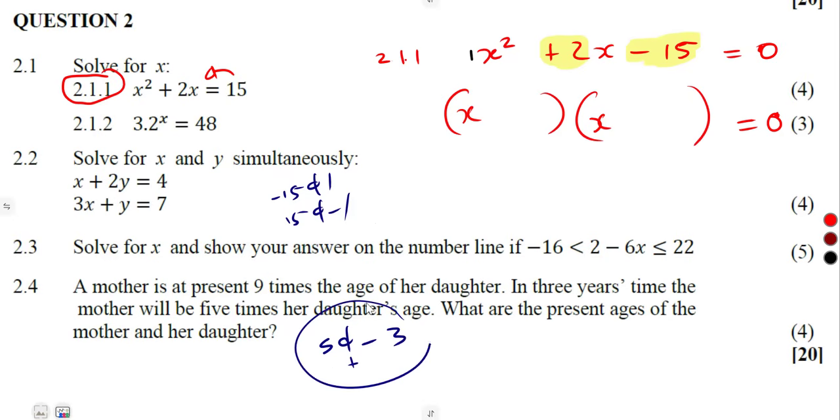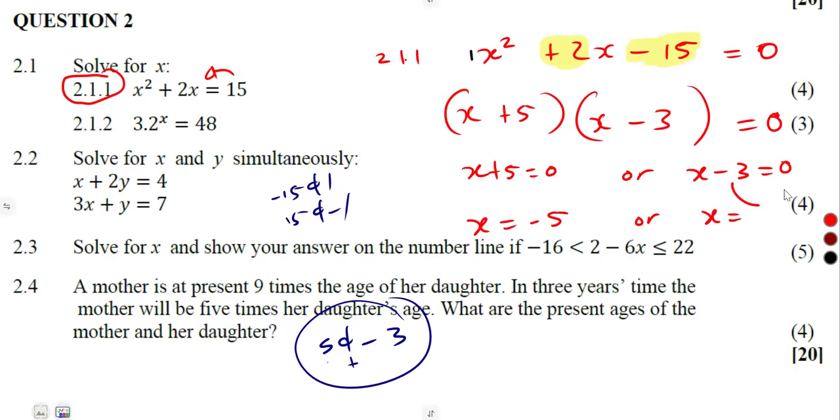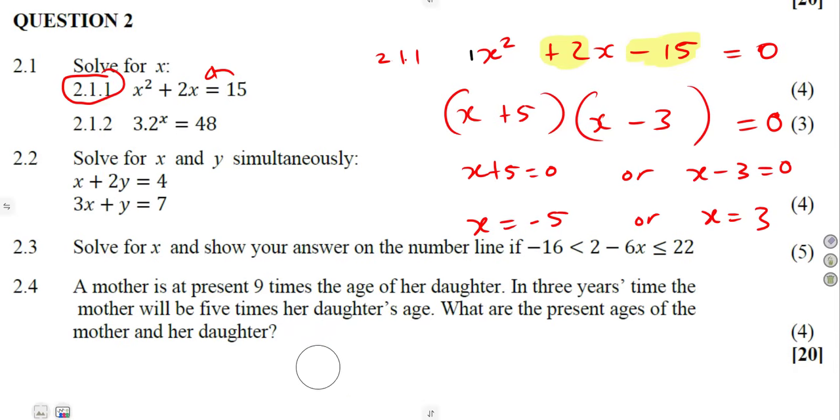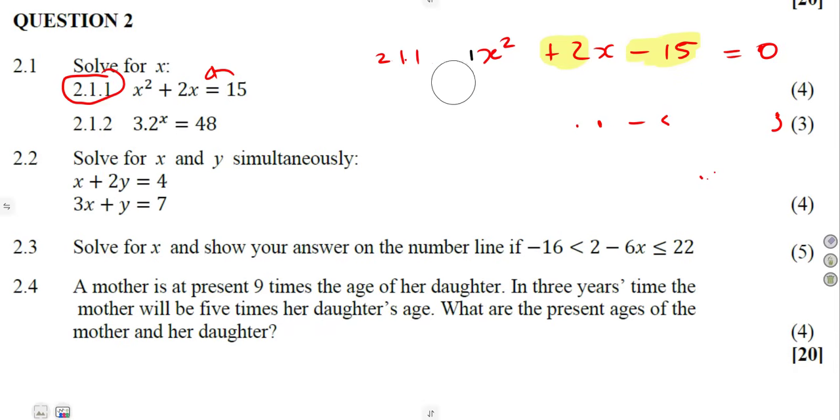But when you add, you are going to get a positive 2. So that's 5 and minus 3, I mean. Since we have two brackets equal to 0, one of these brackets must be equal to 0. So x is going to be positive 5 to the other side, that's a negative 5. Or x is equal to negative 3 to the other side, that's a positive 3. So these are the solutions that we are going to have, the roots, representing the values of x. All right, let us move on.